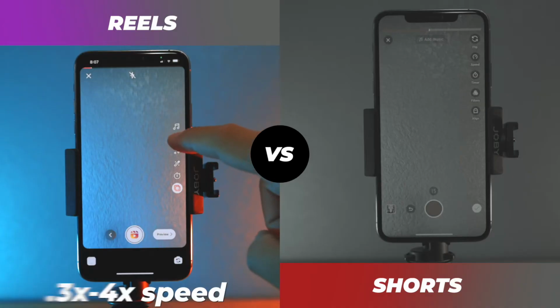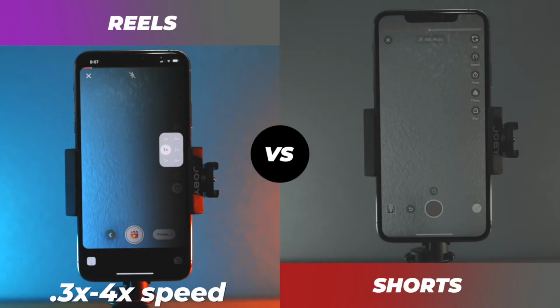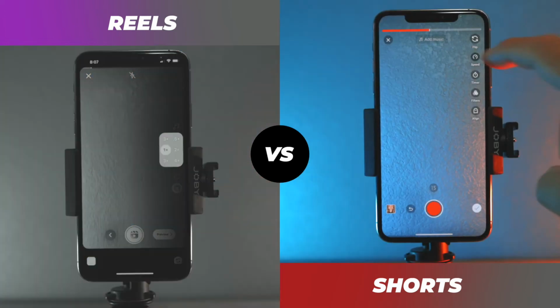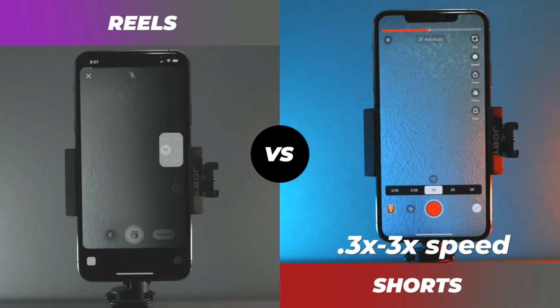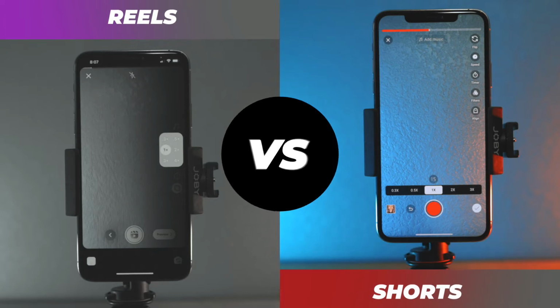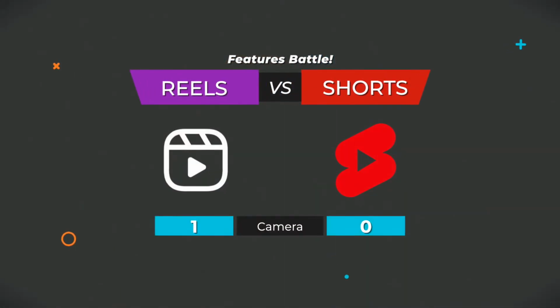The Reels camera speed ranges from 0.3 for slow motion all the way to 4 times speed for fast-paced recording, versus the YouTube Shorts speed, which ranges from 0.3 in slow-mo, just like Reels, but maxes out in fast pace at 3 times speed. Now that's probably not a deal breaker for vert creators like you, so we probably won't award any points for that one. However, the difference between countdown timers is a little bit more impactful.